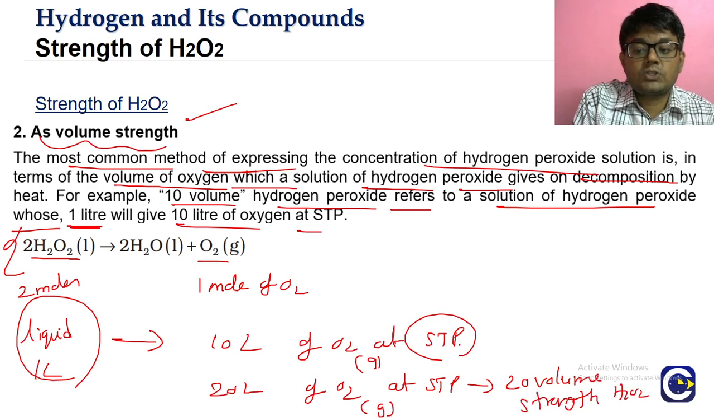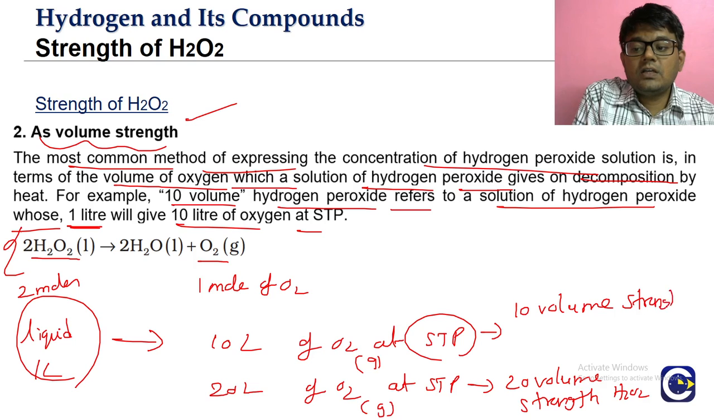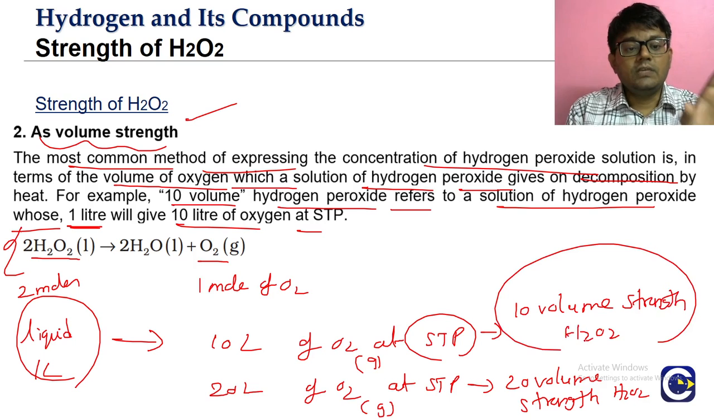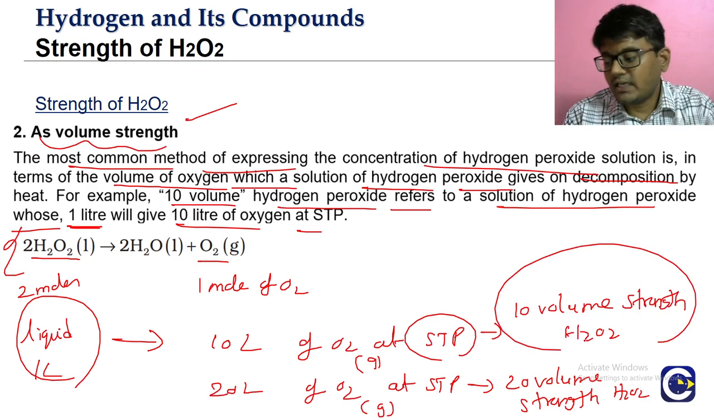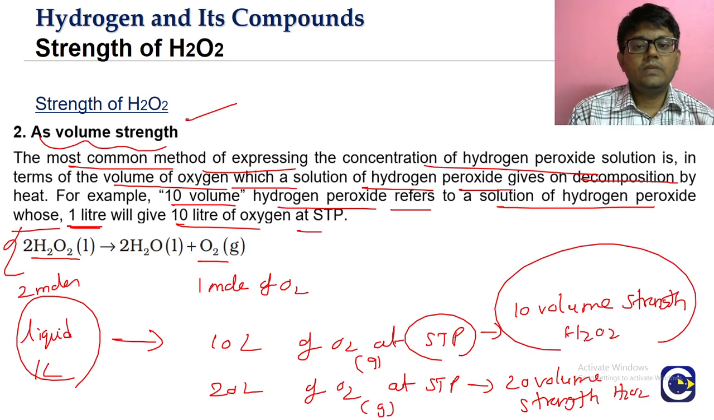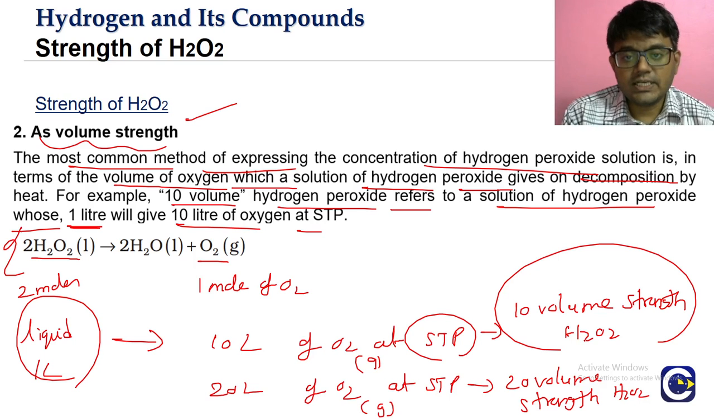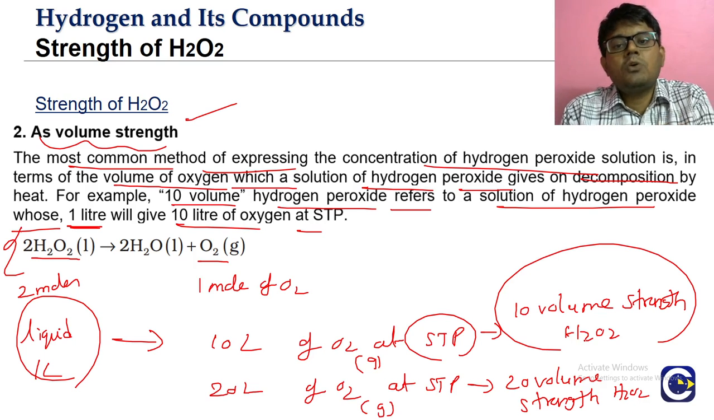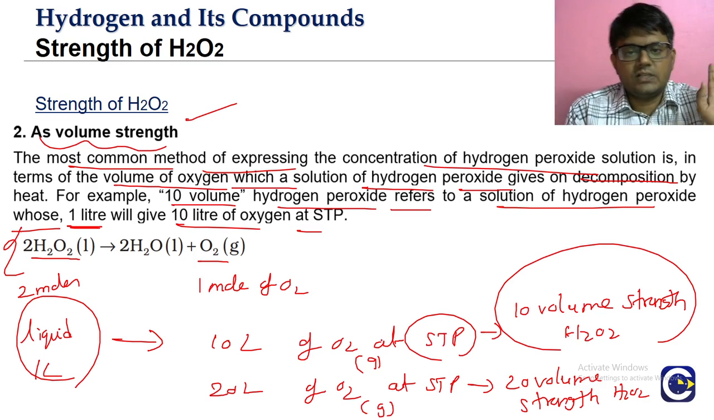20 volume strength H2O2. The previous one we will be calling as 10 volume strength H2O2, like that. So the volume strength is based on the idea that H2O2 will decompose. On simple heating also it will decompose. So how much amount of oxygen are we getting? That is the basic concept.